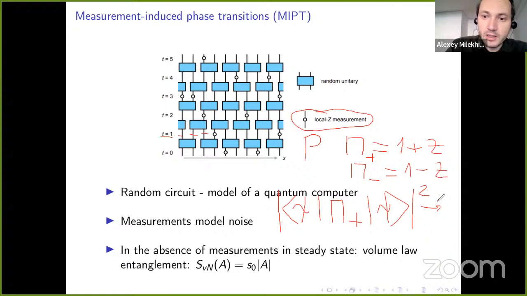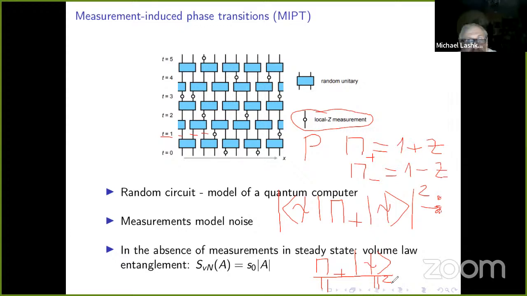So with this probability, my wave function becomes projected on an eigenstate where spin is up, and I also normalize the wave function. So I normalize by this probability. Yeah, this is how projective measurements are described in quantum mechanics.